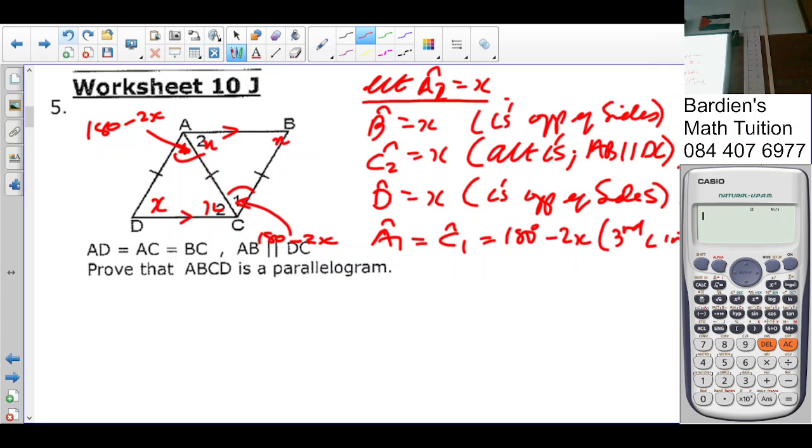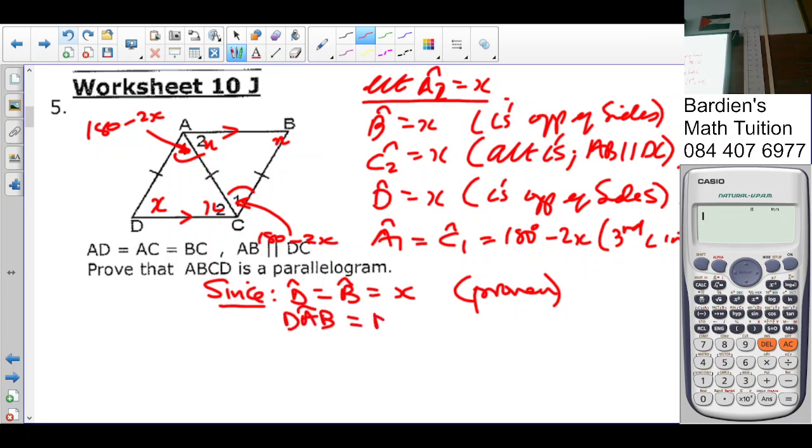So you see here, now we state the obvious. We say since angle D is equal to angle B, which is equal to x. That was proven. And angle DAB is equal to angle DCB, which is equal to 180 minus 2x plus x, is 180 minus x. So this whole angle here is 180 minus x.